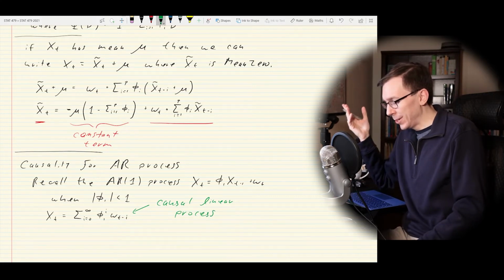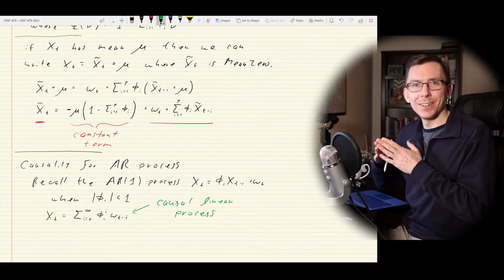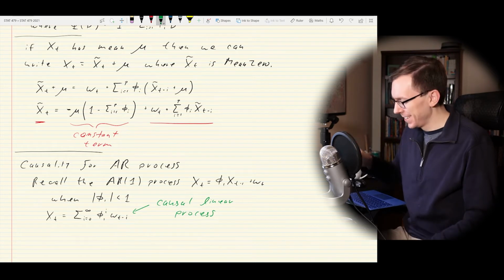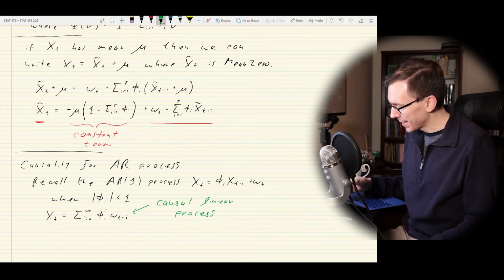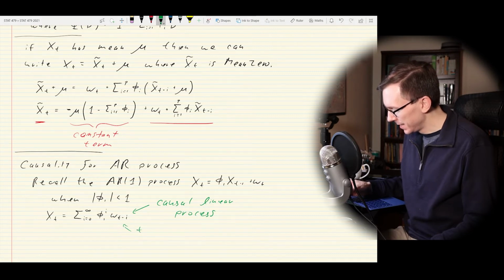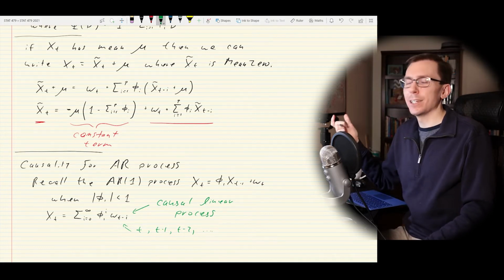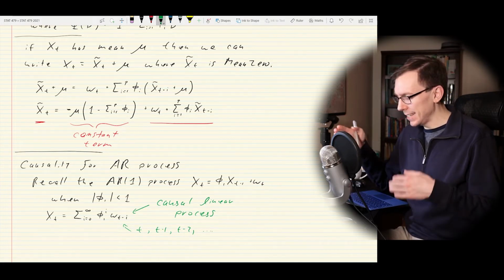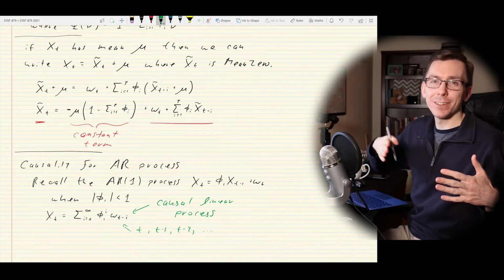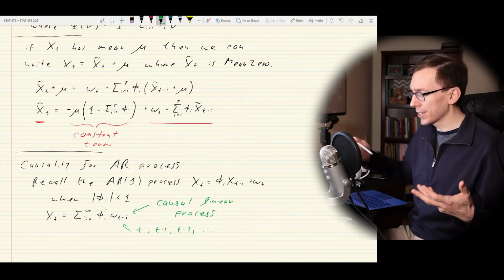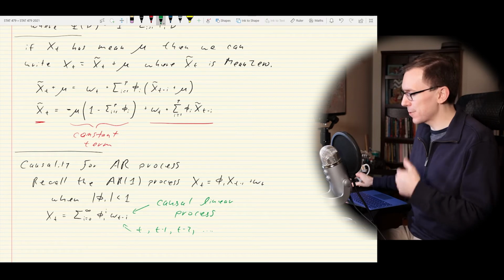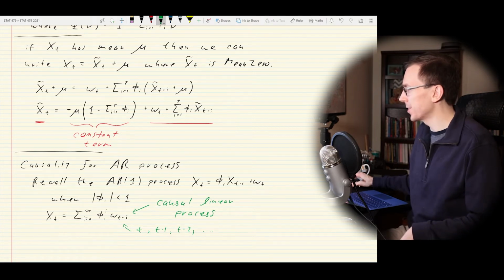So it only depends on white noise that goes into the past, right? Which is why it's causal. Basically, this is t minus 1, t minus 2, etc. When we first looked at a linear process, you could index it into the past and into the future, then it would be non-causal. But at least in this case, we have this nice causal representation.